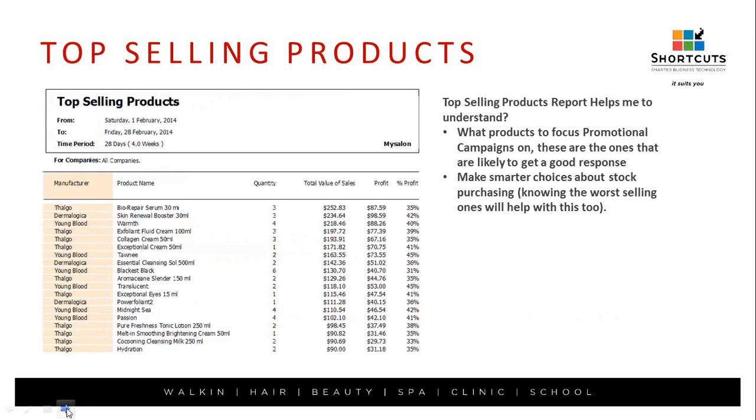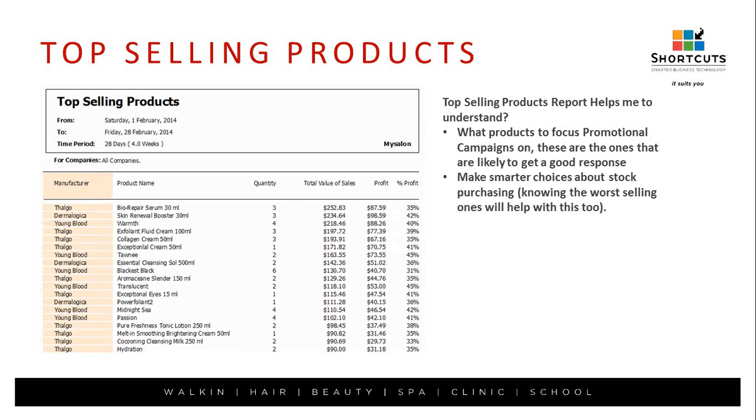So what this report is showing us is basically a breakdown of your product sales. It's showing us which products are selling best and which products are not selling so well. So you'll see that it breaks them down by manufacturer. Then you've got the product name itself, how many you've sold, the total value of sales, and then you've got a profit column. So it gives us an idea of how many have been sold and how much that's brought in.